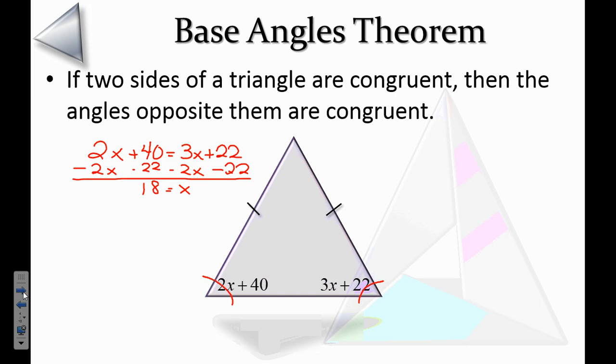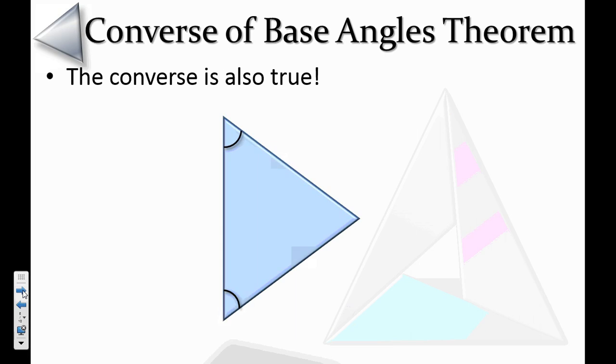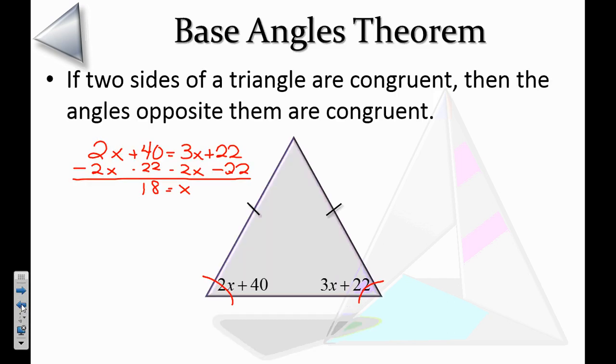Okay? Then always check the directions and see, do they want me to put that back in to find out what the angle measure is, or can I stop by finding x? And we didn't tell you either way here. Okay? Converse of the base angle theorem is also true. So if my base angle theorem says if two sides of a triangle are congruent, then the angles opposite them are congruent, what would the converse say?